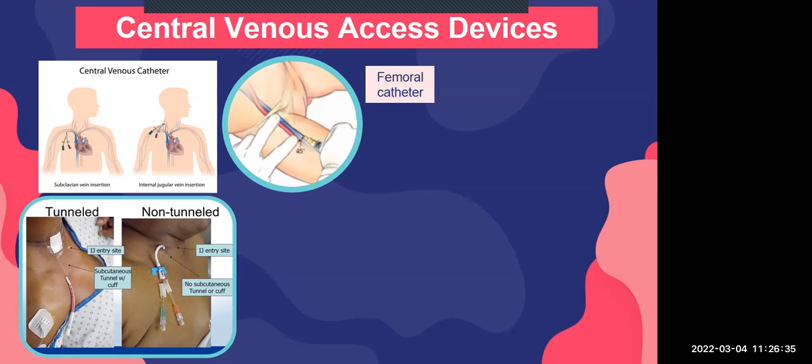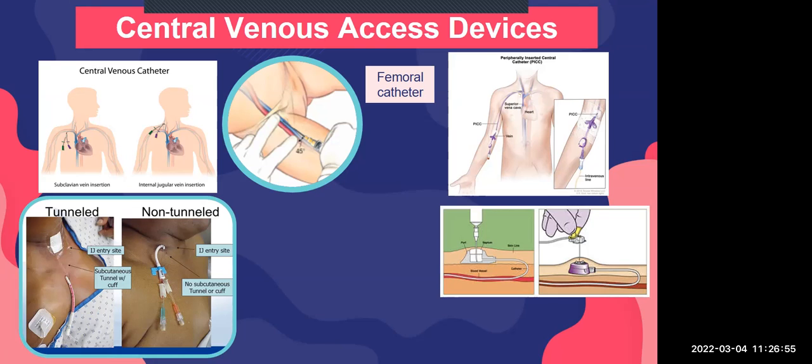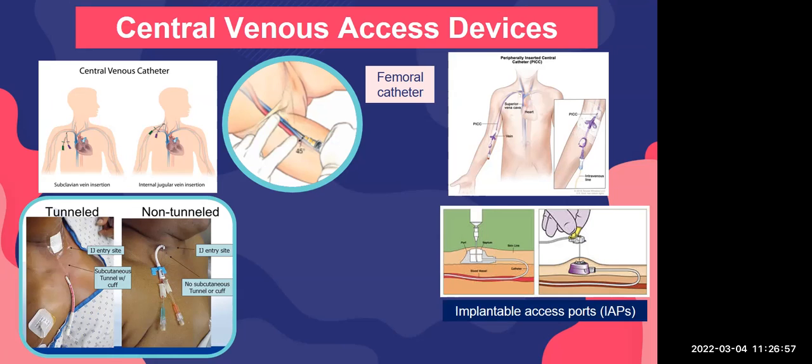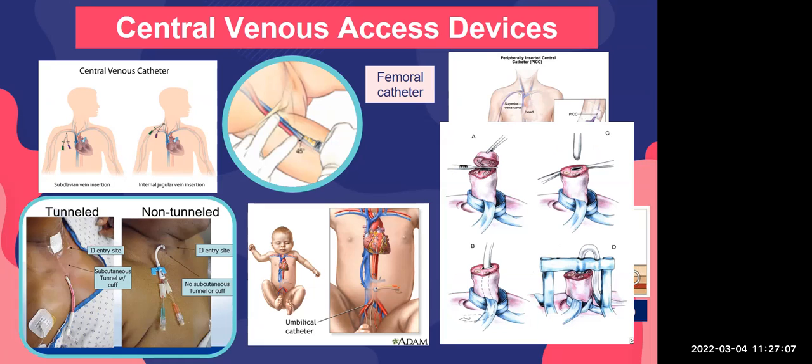The second device is the peripherally inserted central catheter, PICC, in which the line is inserted peripherally, usually via the cephalic vein in the upper extremity or the saphenous vein in the lower extremity. The third one is the implantable access port. And the last one is the umbilical catheter, in which the line can be inserted via the umbilical artery or umbilical vein, which is useful in the first few days of life in the neonatal phase.